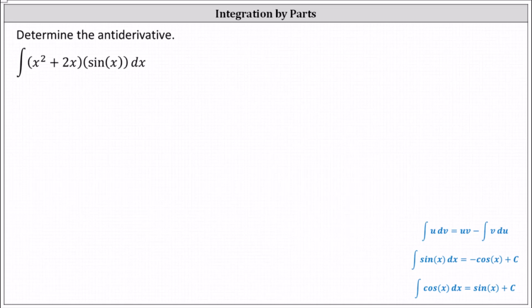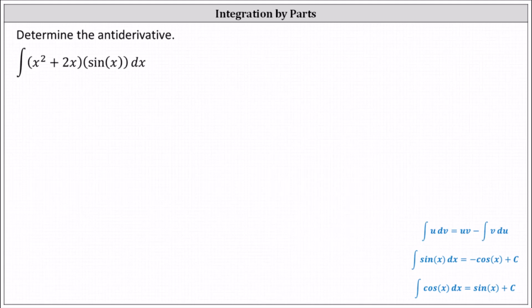We want to determine the antiderivative. Notice the integrated function is a product. We'll go ahead and leave it as a product and perform integration by parts. Recall the integration by parts formula is integral of u dv equals uv minus the integral of v du.